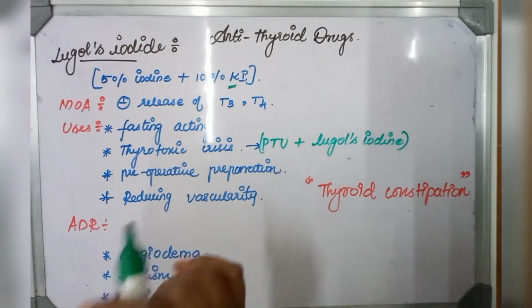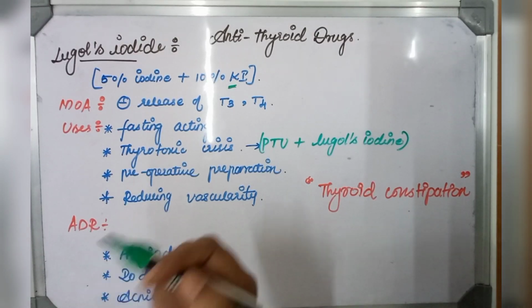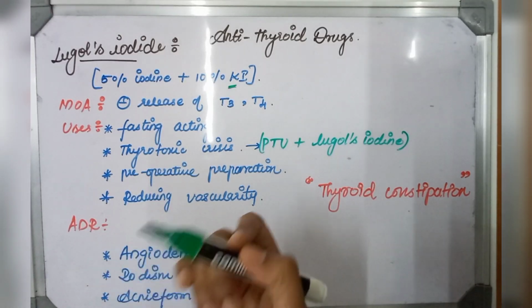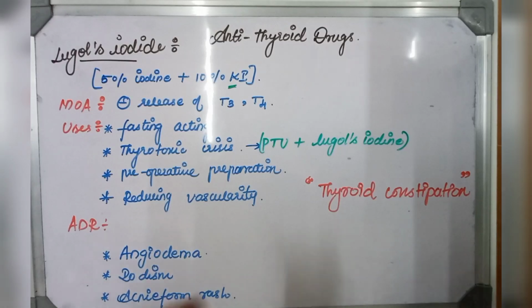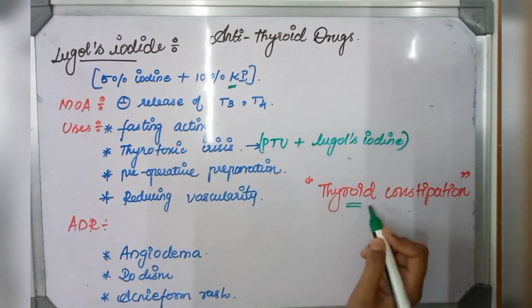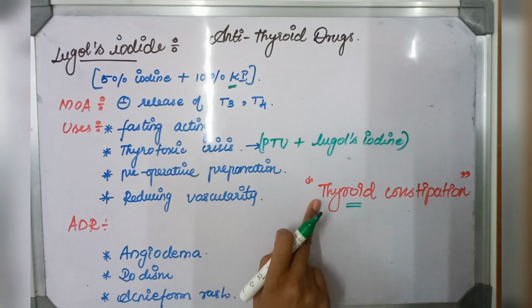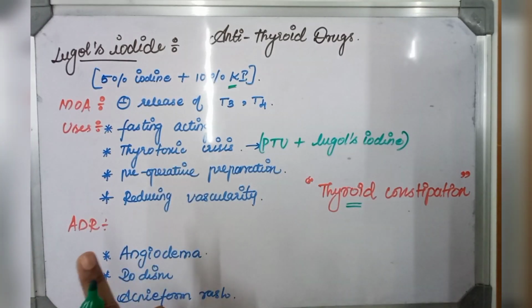So we can describe this as a constipation, because the already formed hormones get stuck in the follicle itself. So we can refer to it as thyroid constipation. This is one of the keywords. And what are the uses where we are going to use Lugol's iodine? For what purpose are we going to use it?